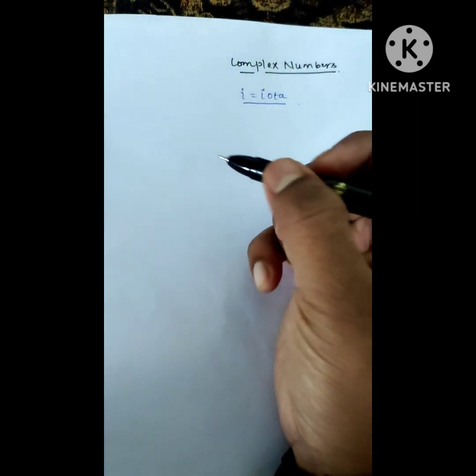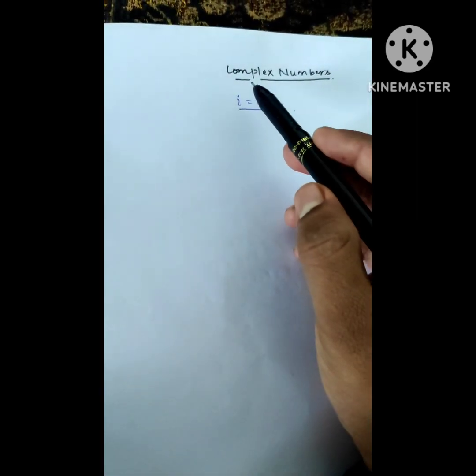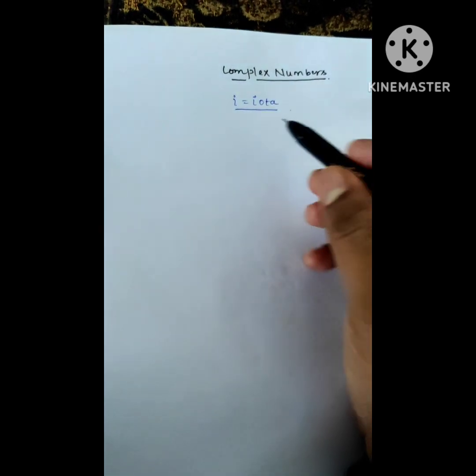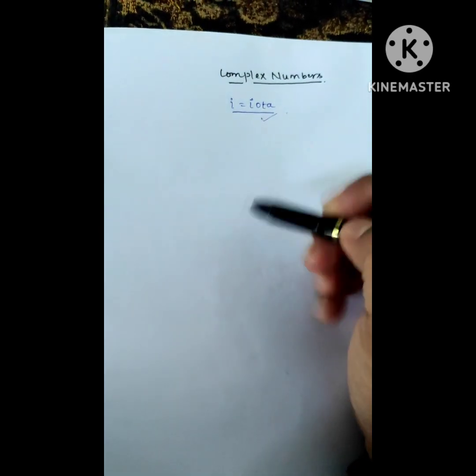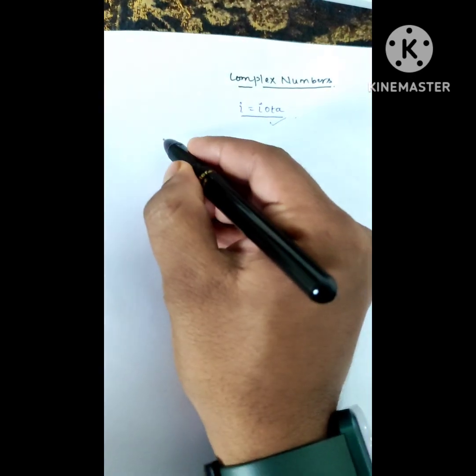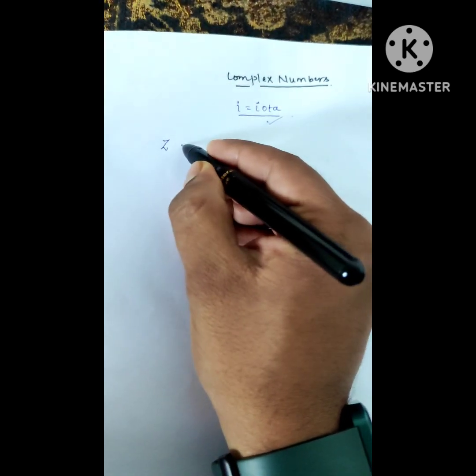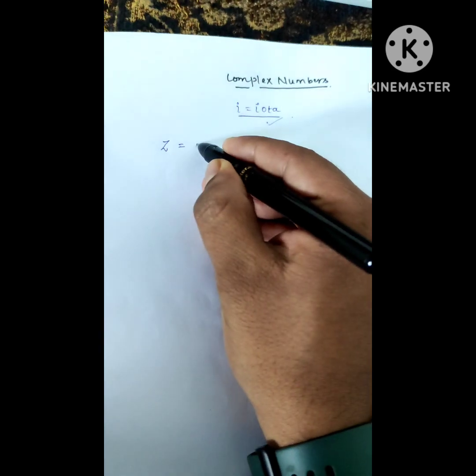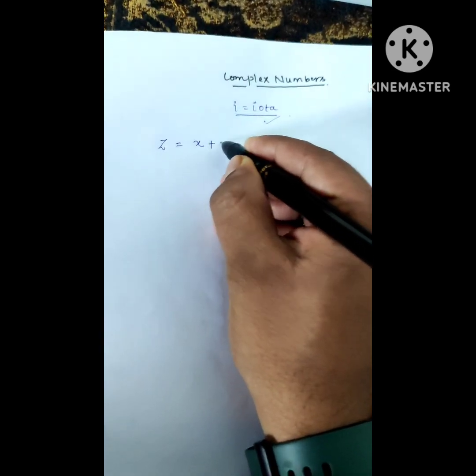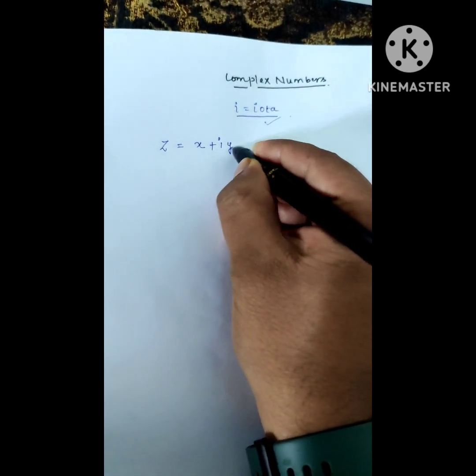Good morning, students. Today I am discussing some complex numbers that come from iota. The general representation of a complex number is Z. If Z is a complex number, then we can write it in the form of x plus iy.